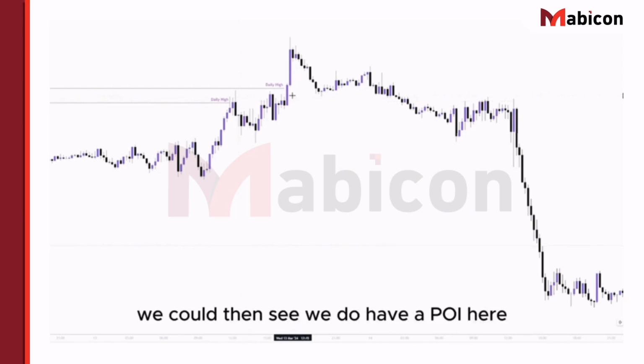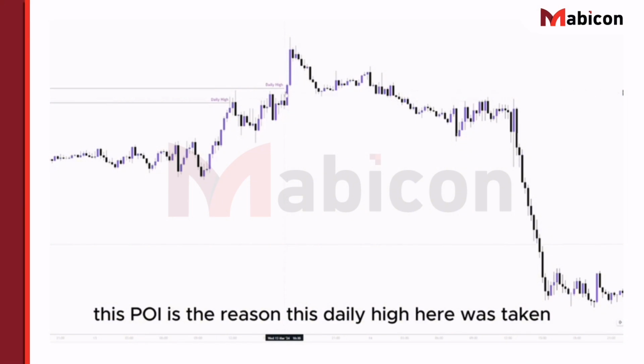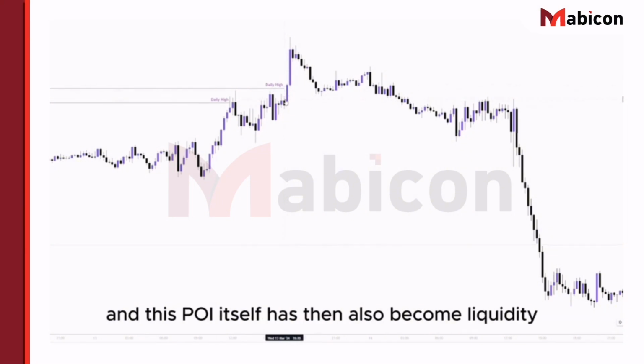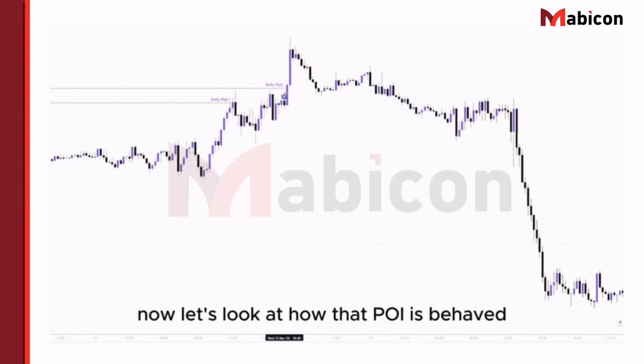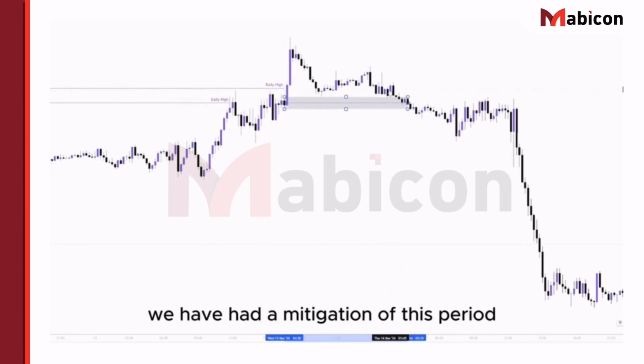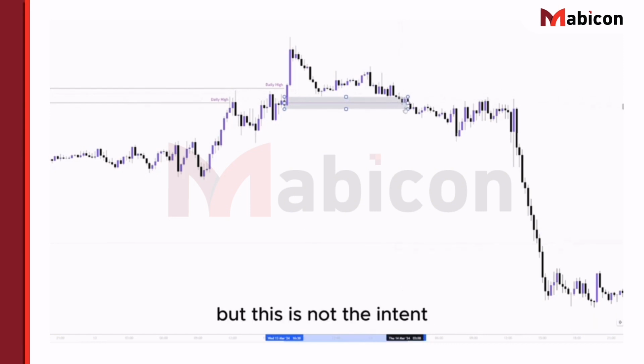Following on from that, we could then see we do have a POI here. This POI is the reason this daily high here was taken, and this POI itself has then also become liquidity. Now let's look at how that POI has behaved. We can stretch this out. We can see we have had a mitigation of this POI during the Asia session, but this is not the intent of the large players in the markets.